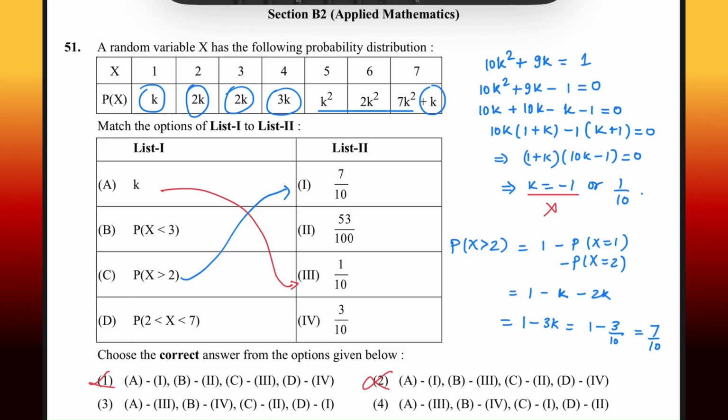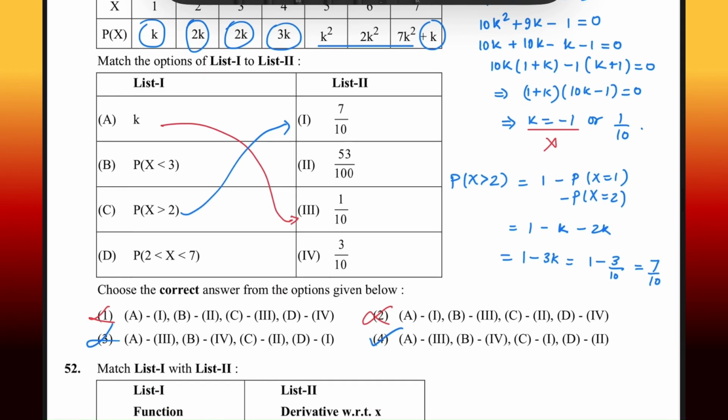Okay, so C matches with 1 in option number 4. So option 3 must be incorrect, right? So we have discarded 3 options and the 4th option is correct.